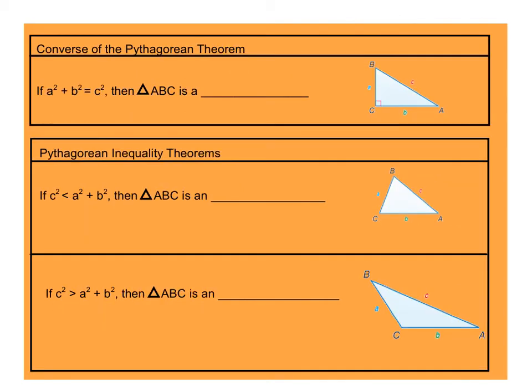So if a squared plus b squared equals c squared, then ABC is a right triangle. But now that's not always the case. Now you can use the Pythagorean theorem to figure out, well, what kind of triangle am I dealing with here?